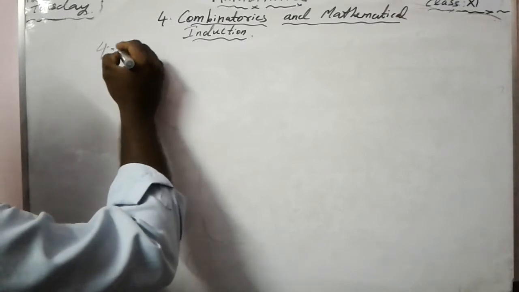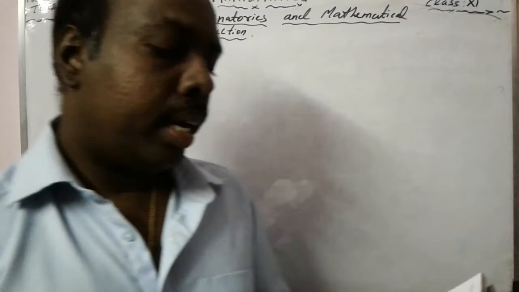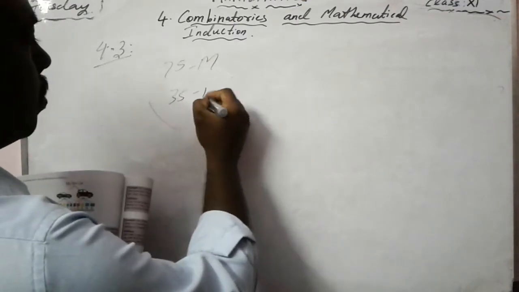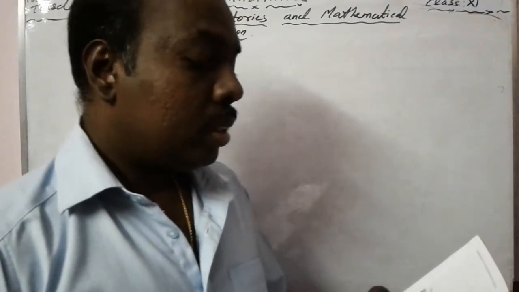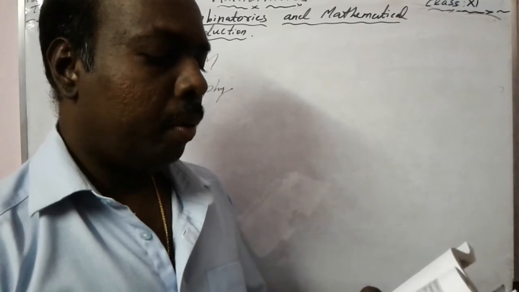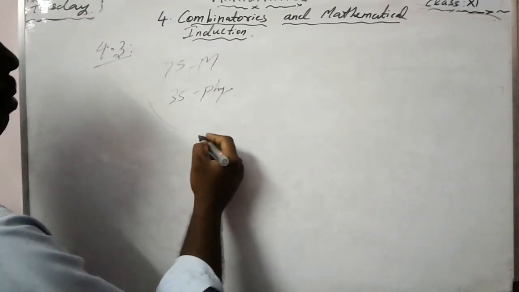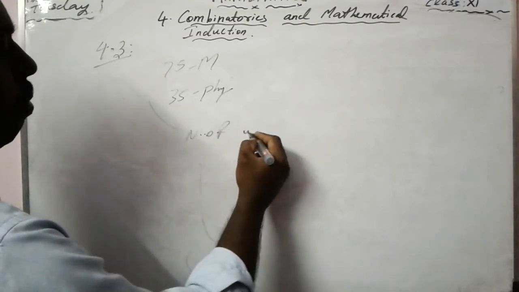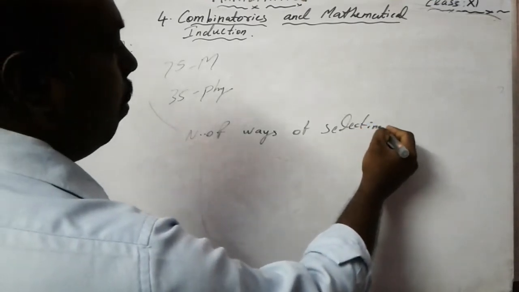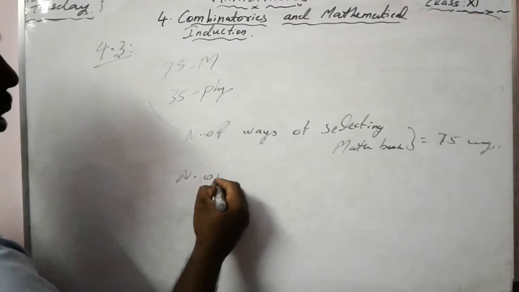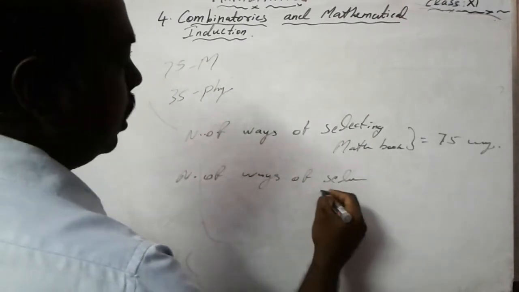Then example 4.3. A school library has 75 books on mathematics, 35 books on physics. A student can choose only one book. In how many ways a student can choose a book on mathematics or physics? So if your student wants to select a mathematics book, how many ways? The number of ways of selecting a mathematics book is equal to 75 ways.